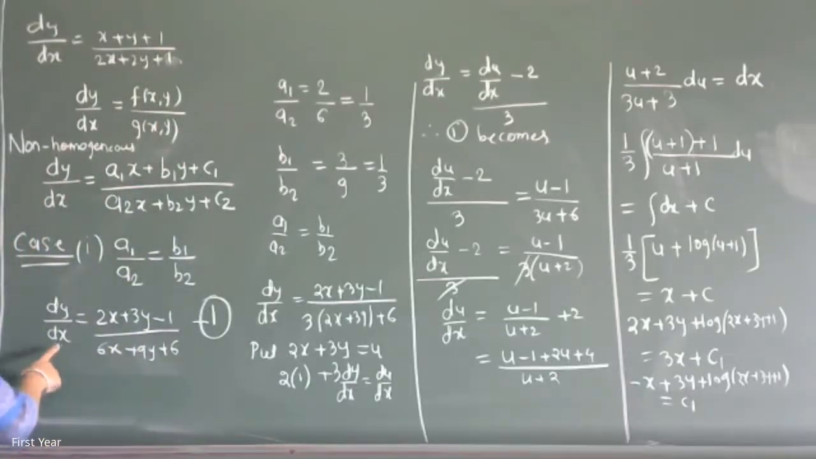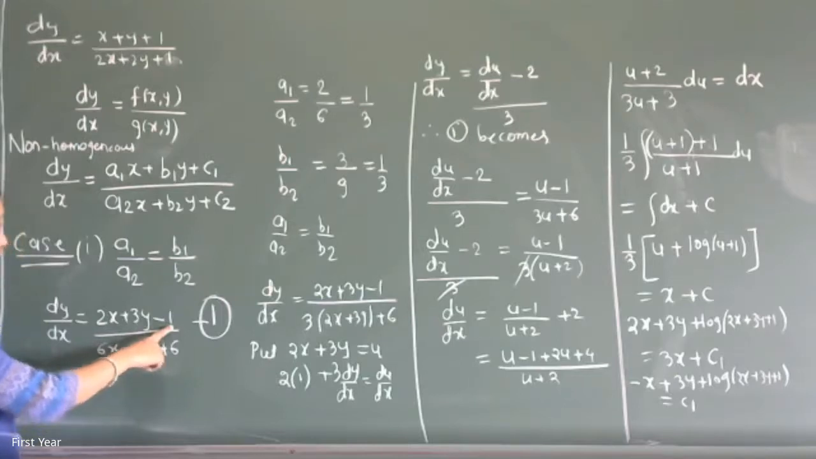Now listen. Those who want to hear the explanation once again. What is the question? dy by dx is equal to 2x plus 3y minus 1 upon 6x plus 9y plus 6. This is a differential equation. So first you have to identify whether it is variable separable, homogeneous or non-homogeneous, because we have done these three types till now. It cannot be homogeneous because x and y have degree 1, but the constant has degree 0. It is not homogeneous.